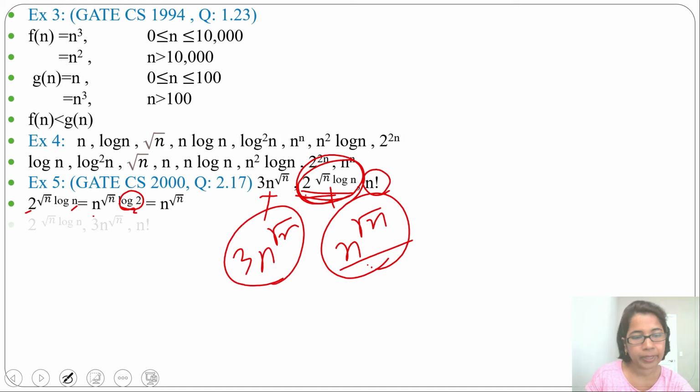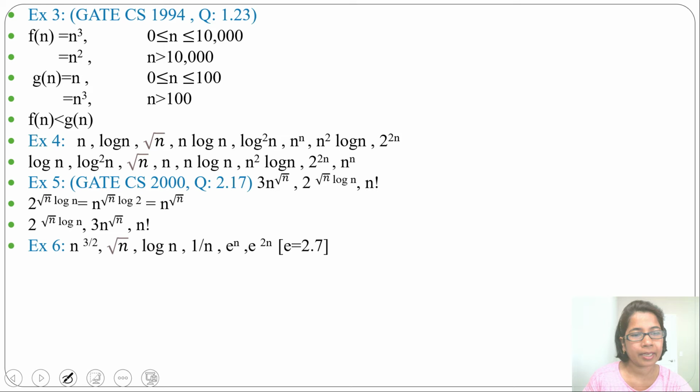So first will be 2 power root n log n. After simplification, we are getting n power root n. Next is 3n power root n. Next is n factorial. N factorial has the highest order of growth, while 2 power root n log n has the lowest order of growth. Let's see another example.